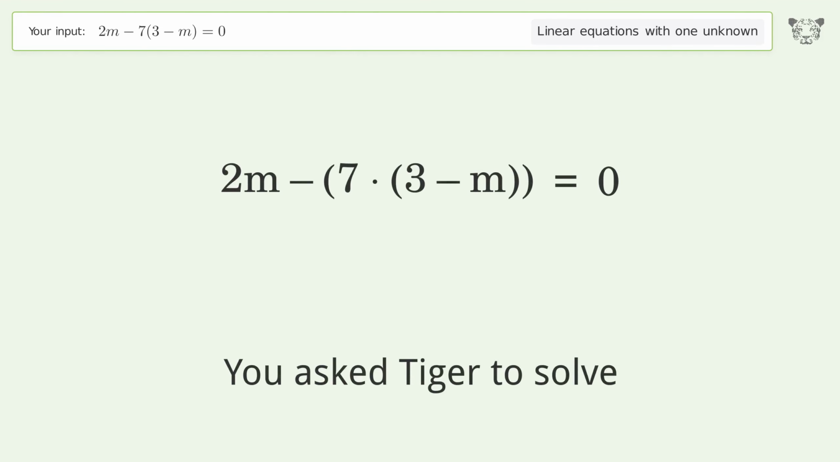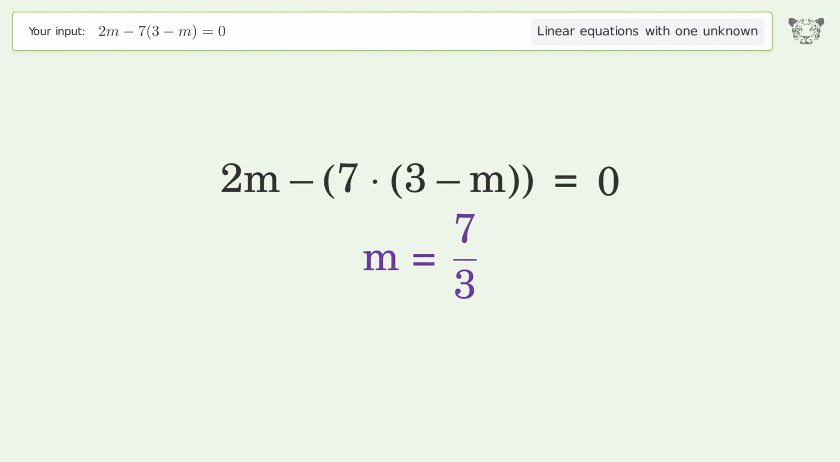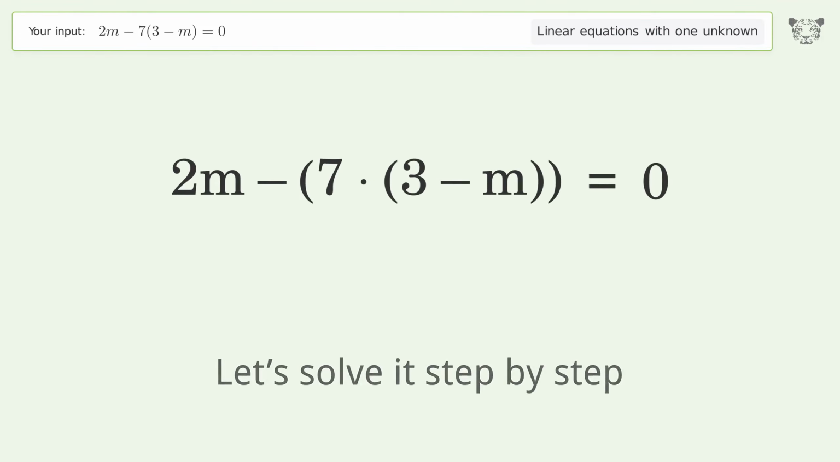You ask Tiger to solve this. It deals with linear equations with one unknown. The final result is m equals 7/3. Let's solve it step by step.